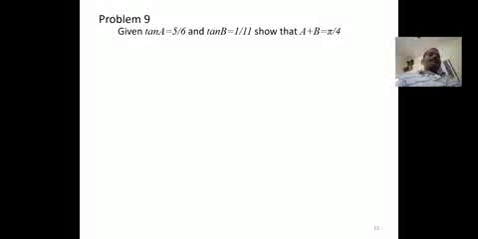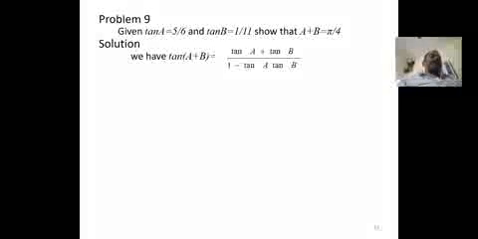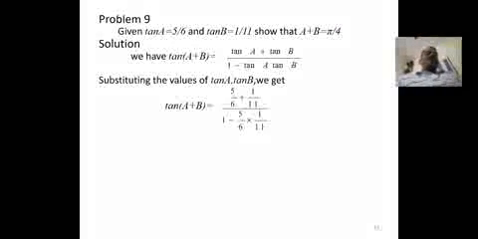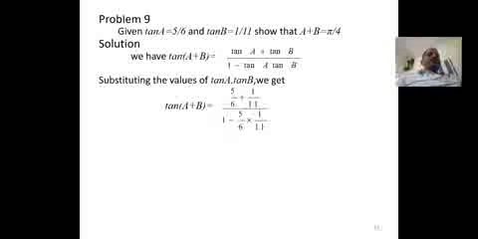If tan A equal to 5 by 6 and tan B equal to 1 by 11, then show that A plus B equal to pi by 4. Here we have a formula, the tan of A plus B formula. Tan of A plus B is (tan A plus tan B) by (1 minus tan A tan B), where tan A is 5 by 6, tan B is 1 by 11. So replace these two values, then we'll get tan of A plus B equal to (5 by 6 plus 1 by 11) divided by (1 minus 5 by 6 into 1 by 11).